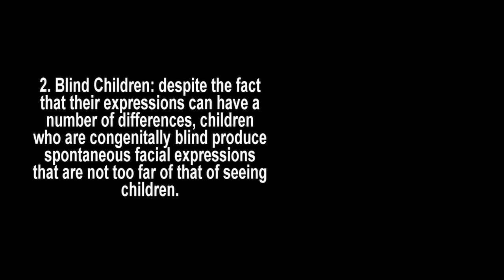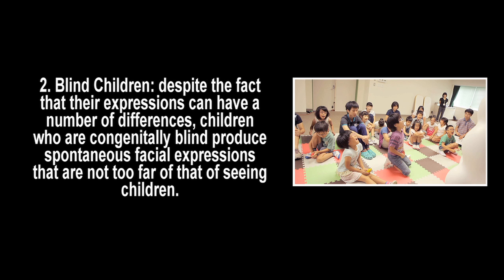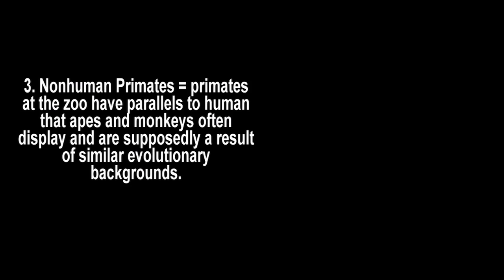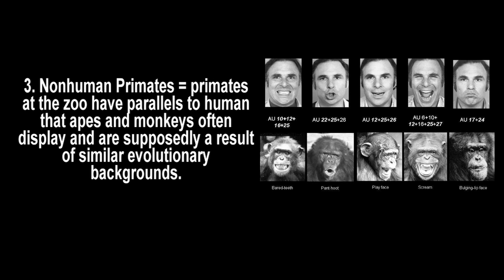The second line of evidence comes from research done with blind children, and they found that despite the fact that blind children do have a lot of different facial expressions, they usually have more or less the same or similar ways of displaying emotions using their faces. The third line of evidence comes from non-human primates, and if you've ever been to a zoo, you might notice that monkeys and apes have similar facial movements and ways of expressing themselves, and it's often thought that that's a result of a similar evolutionary past to that of humans.